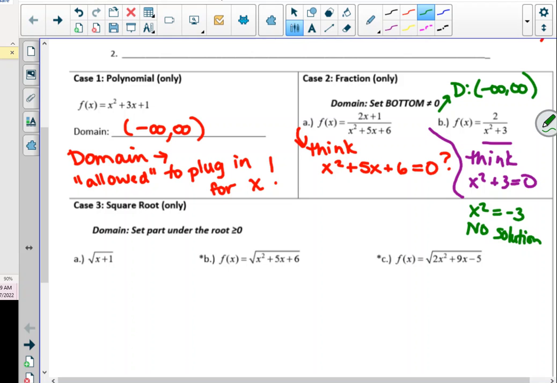So in this problem, in B, I'll write a little next page here, the domain ends up being -infinity to infinity. I went looking, I'm like, okay, the troublemakers are going to be the things that make the denominator 0, but this denominator is never going to be 0, because x squared can never be -3 with real numbers. So cool, all real numbers. If the denominator can't be 0, then you don't have a problem. Everybody's good. All real numbers are good. -infinity to infinity.